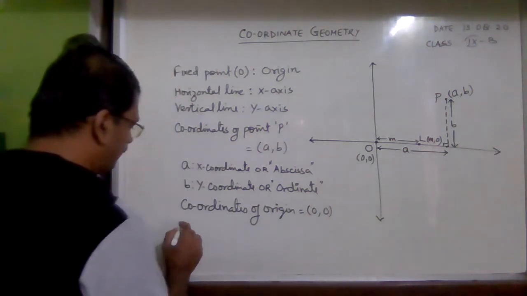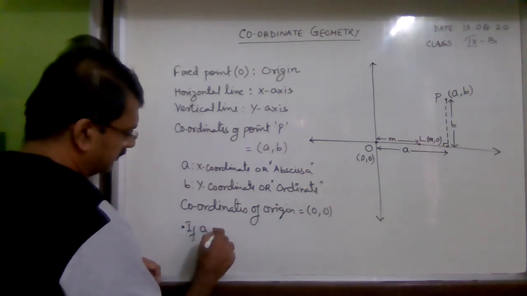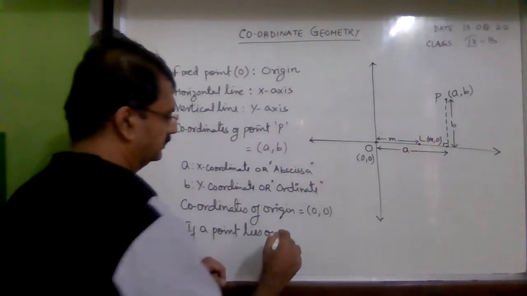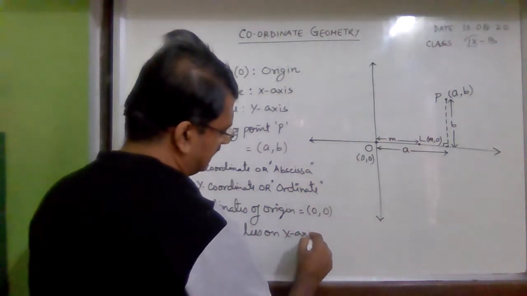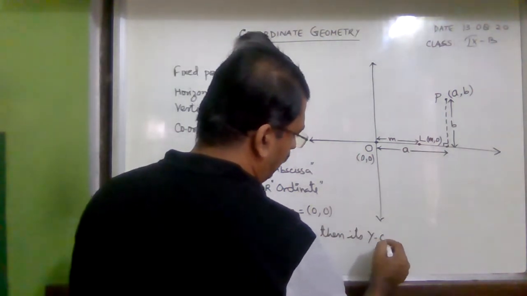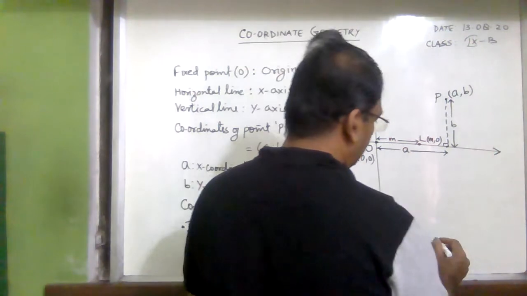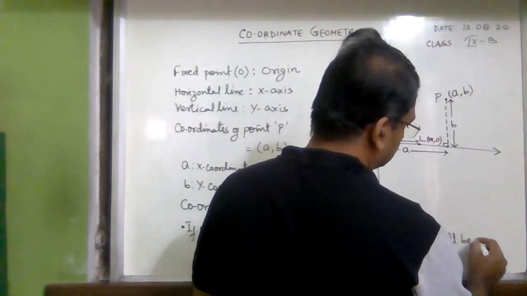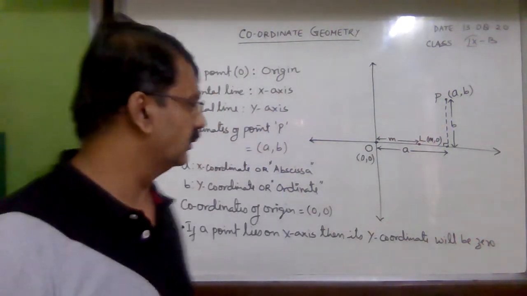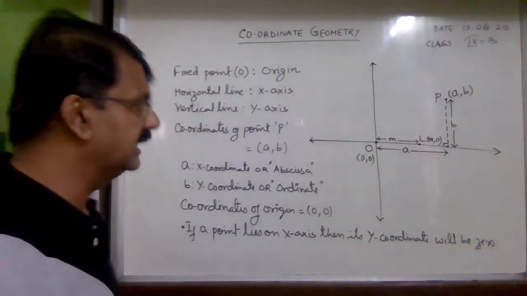Okay? If a point lies on x-axis, then its y coordinate will be 0. Its y coordinate will be 0. If a point lies on the x-axis, then its y coordinate will be 0.